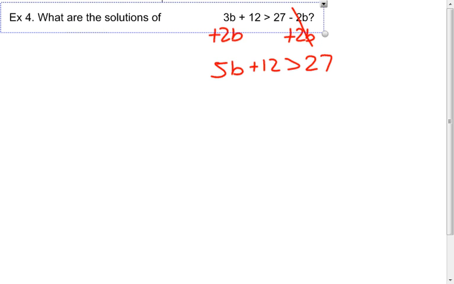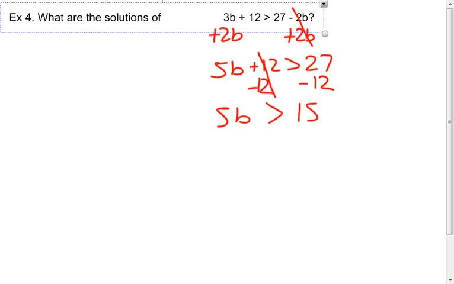b is my variable. It's being multiplied by 5 and added by 12. I need to get rid of the 12 first, so I'm going to subtract 12 on both sides. Those cancel. 5b is greater than 15.